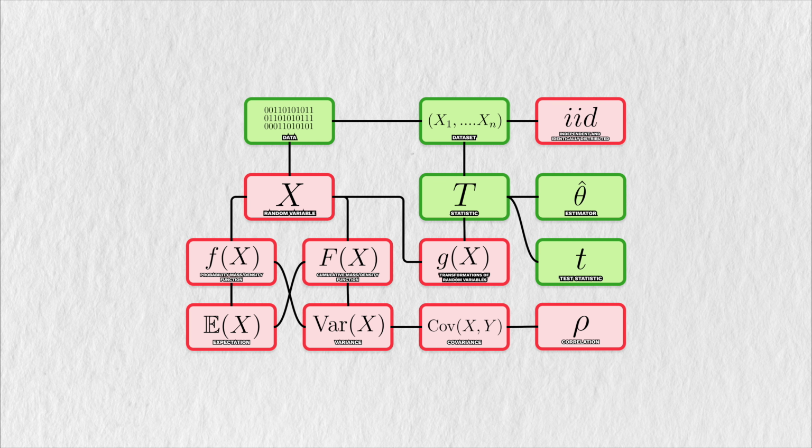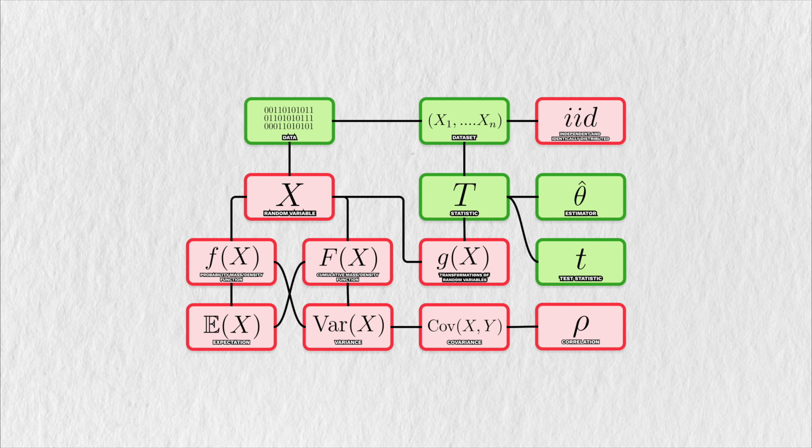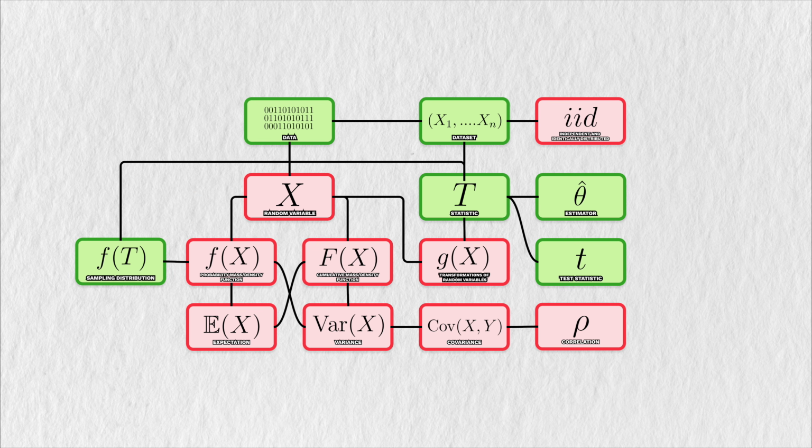Then there are test statistics, which are used to conduct hypothesis tests. Hypothesis tests are how statisticians make data-driven decisions in the face of randomness in the data. Some test statistics are derived from estimators, so these ideas aren't mutually exclusive. For both estimators and statistics, we're interested in characterizing the probability distribution that governs them. We even give that distribution a special name, the sampling distribution.